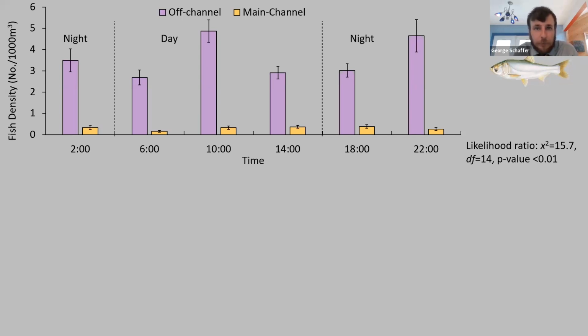But through post hoc pairwise comparisons, we saw that the off-channel planktivore density was higher than the main channel, but we did not see a time effect. So planktivores were just kind of hanging out in off-channel habitats and not moving between main channels. So there wasn't a horizontal movement between habitats throughout the day occurring for planktivores.